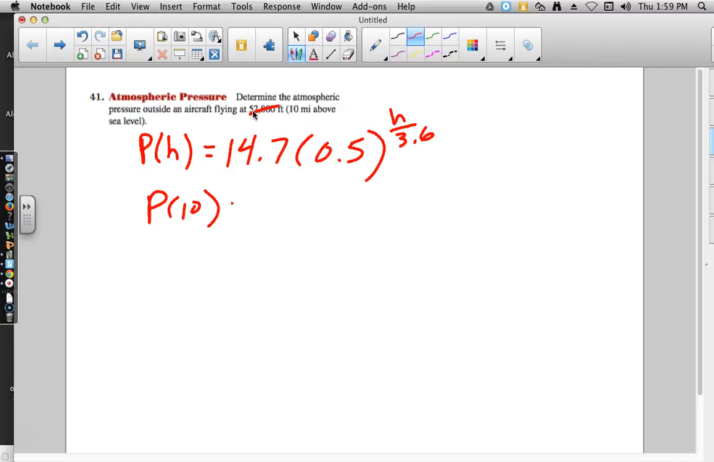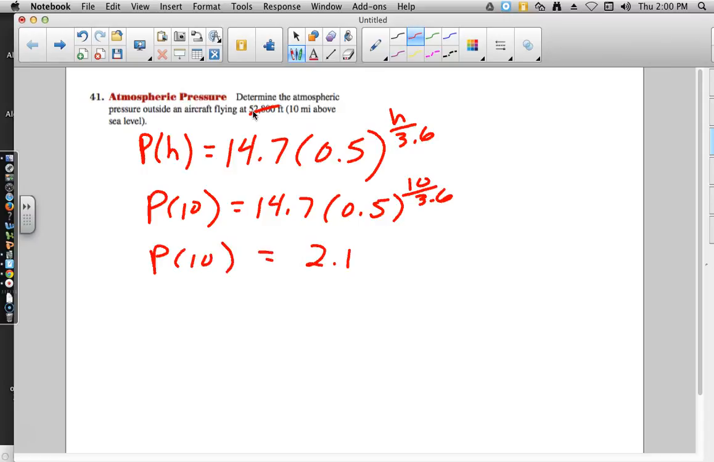We want P of 10, which is 14.7 times 0.5 to the 10 divided by 3.6 power. When we punch that in, we will get 2.143, and that's the atmospheric pressure in pounds per square inch. That's all we need to determine the atmospheric pressure outside an aircraft flying at 10 miles above sea level: 2.143 pounds per square inch. That's because our formula was already built for miles above sea level.